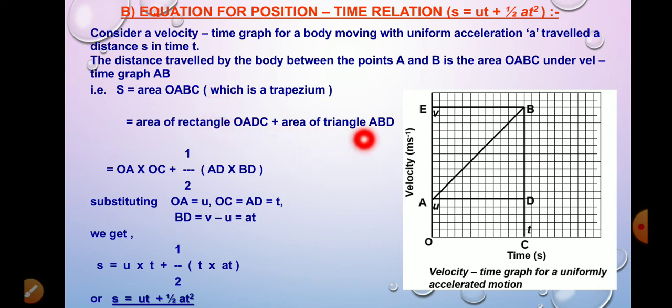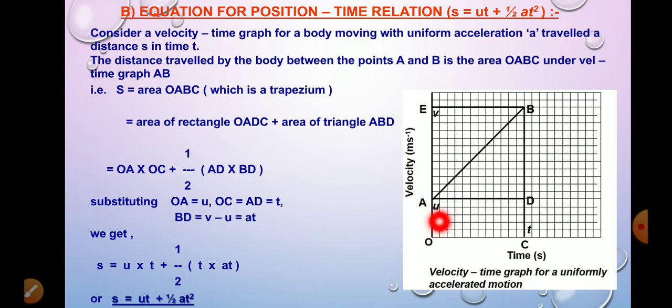The area of a triangle is equal to half into base into height. So half into base AD into height BD. Therefore, half into AD into BD. Now if you substitute OA, what is OA?